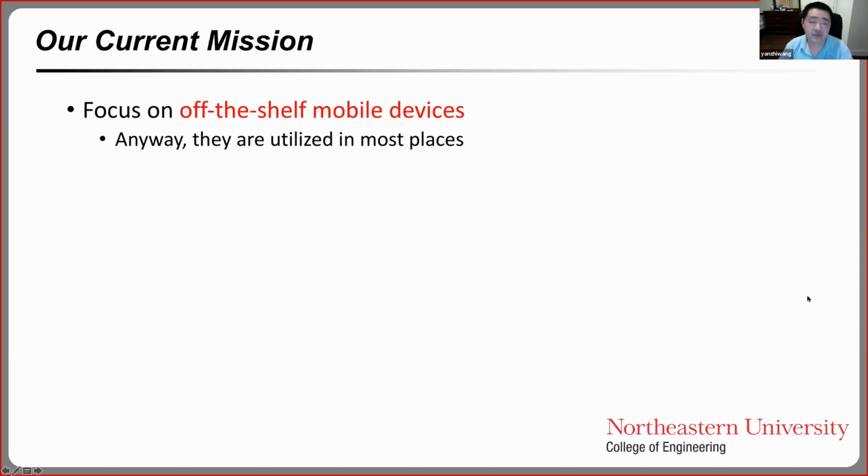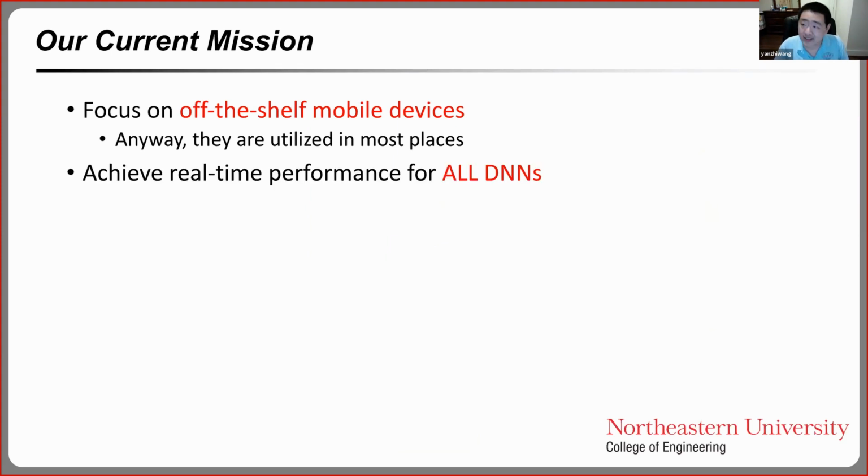So here we show our current mission. Previously, we were mainly discussing and showing some results on the hardware. But later we're going to mainly focus on the software solution for the off-the-shelf mobile devices, because anyway, they are utilized in most of the places.